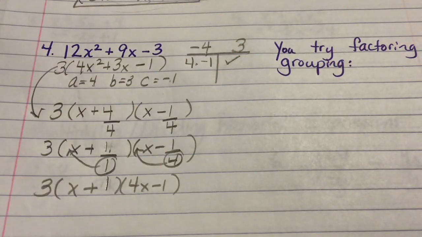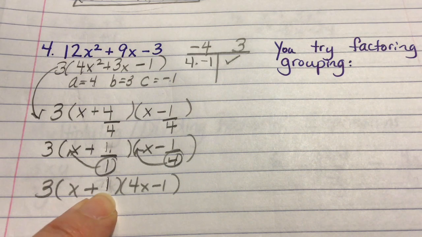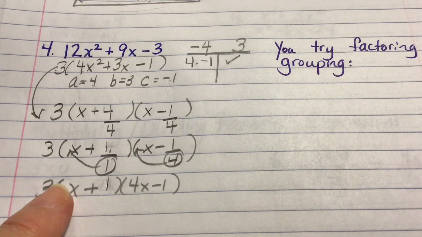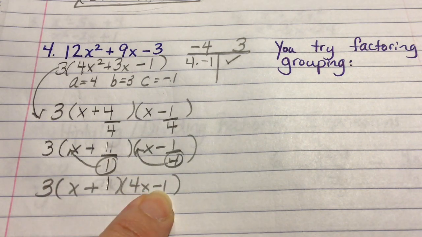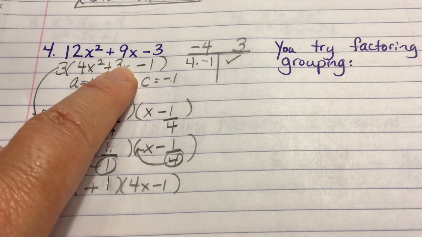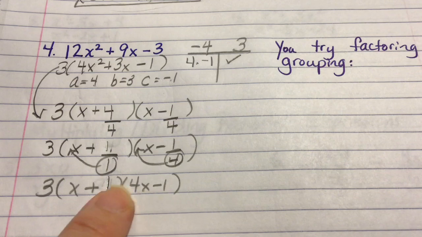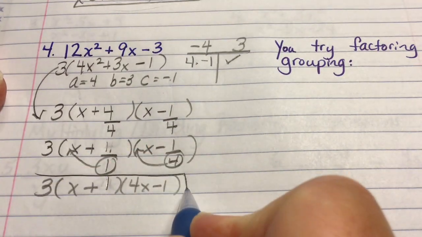I'm sure some of you noticed that already in this video, and that's okay. It's actually good, so I can see who actually was paying attention and didn't just copy all this down. Okay, so I've got 4x squared times 3 is 12x squared. I've got negative 1x plus 4x, which is positive 3x times 3 is 9x. I have 1 times negative 1, which is negative 1 times 3 is negative 3. So that is the correct answer.